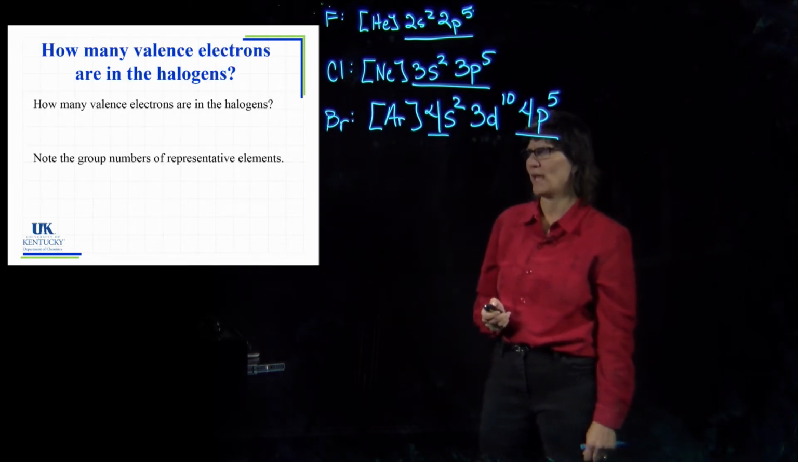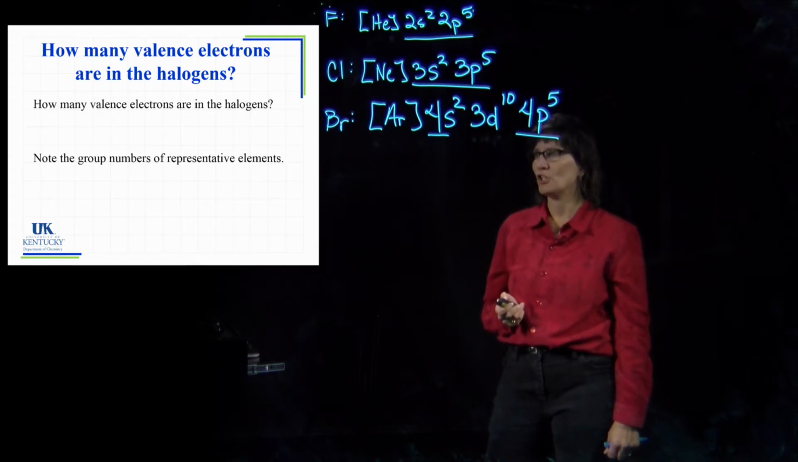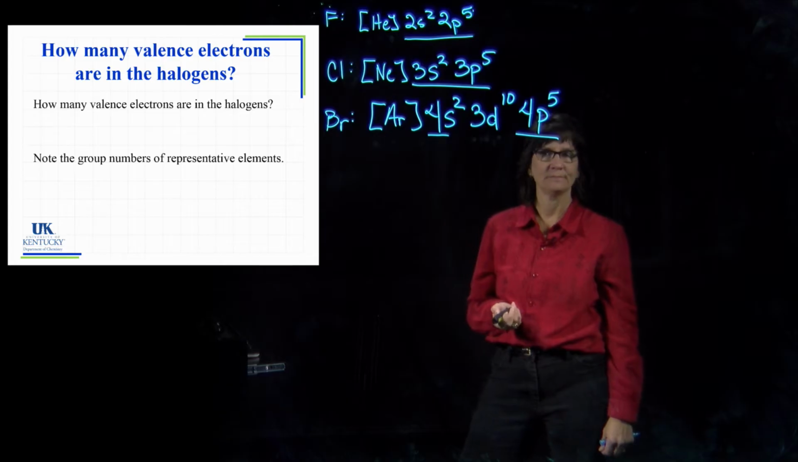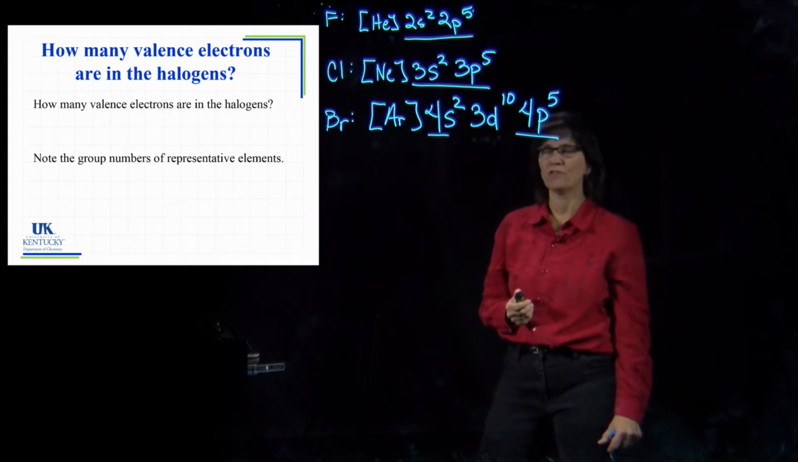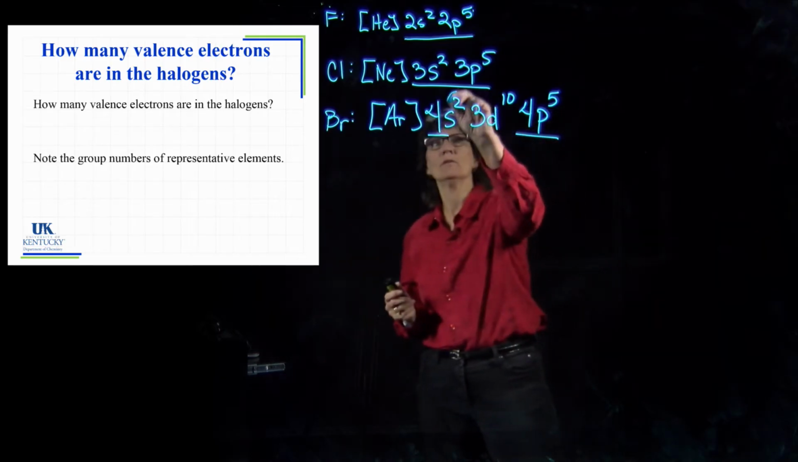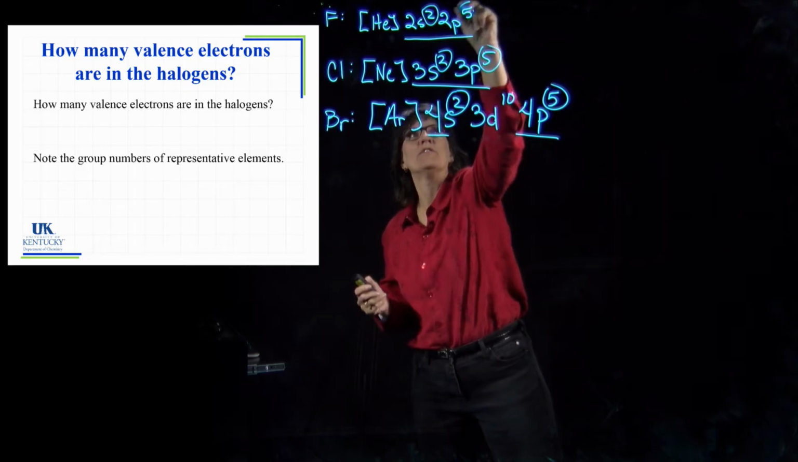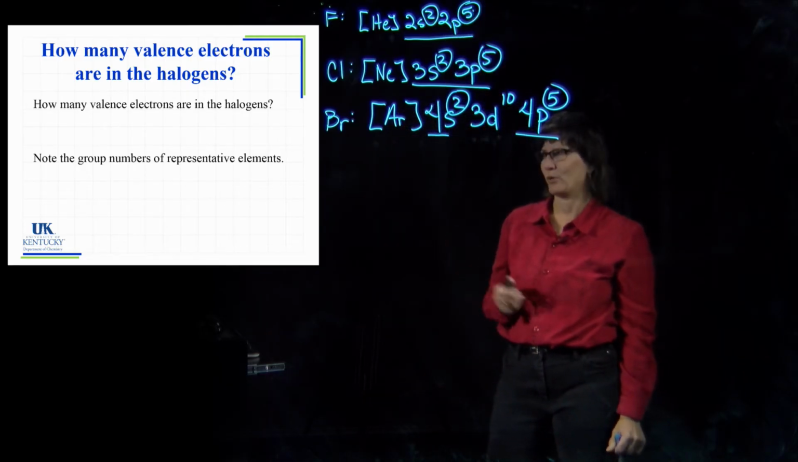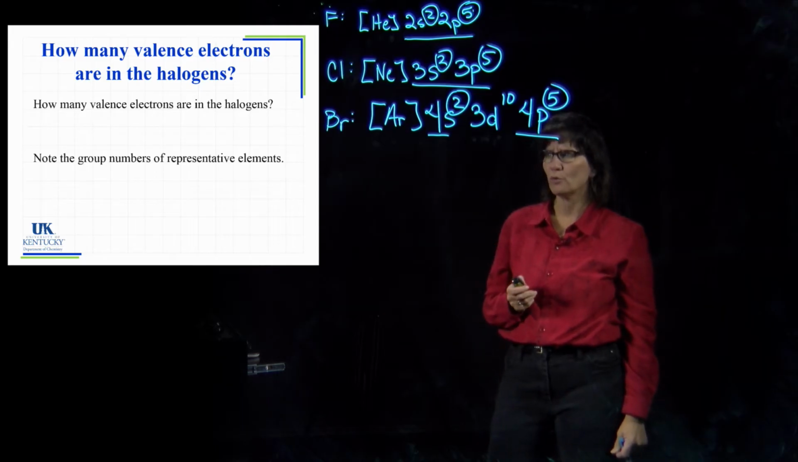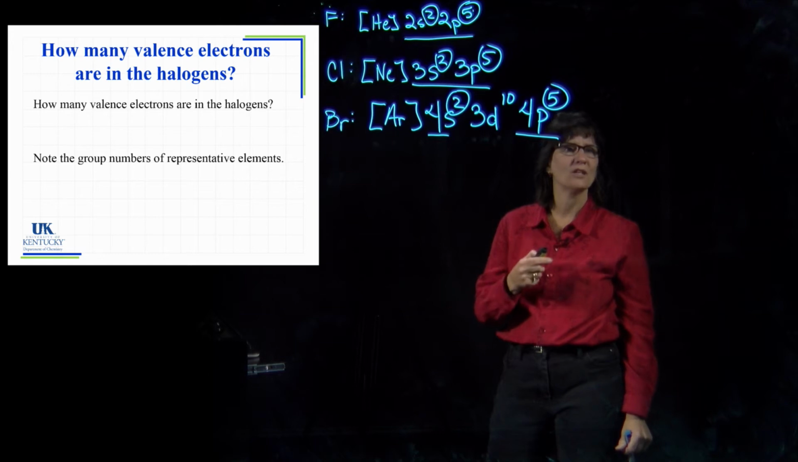All right, so a couple of questions we have here. How many valence electrons, based upon that definition, do the halogens have? All of them have the same, and all of them have 7. 2 here, 5 here. 2 here, 5 here. 2 here, 5 here. The second thing, it's not a question, we're just going to note something. We're going to note the group number above the representative elements.